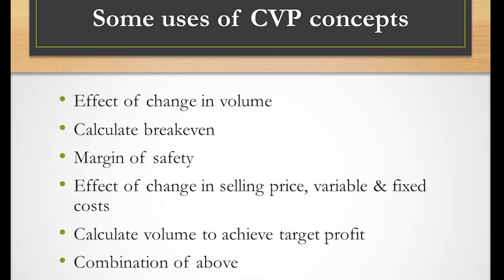Margin of safety is the concept which tells us that if our break-even point is 10,000 units and our target sales is 12,000 units, our margin of safety is 2,000 units. So how much extra can we sell before we go into loss? That is a 20% margin of safety in percentage. Effect of change in selling price, variable cost, fixed cost. One very important figure from a practical point of view is how much do we need to sell to achieve a certain profit. Combination of the above.